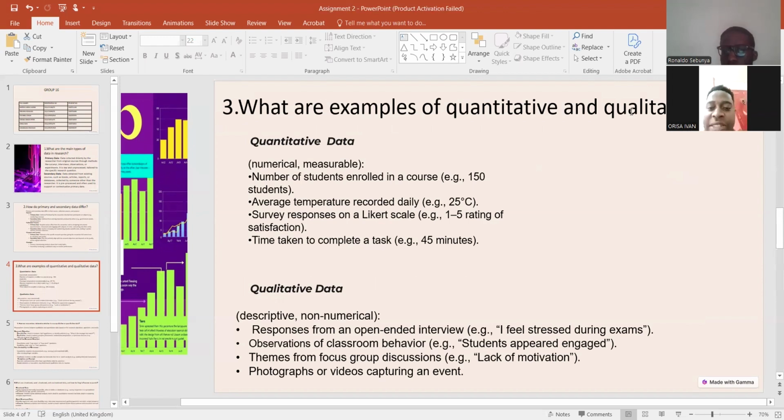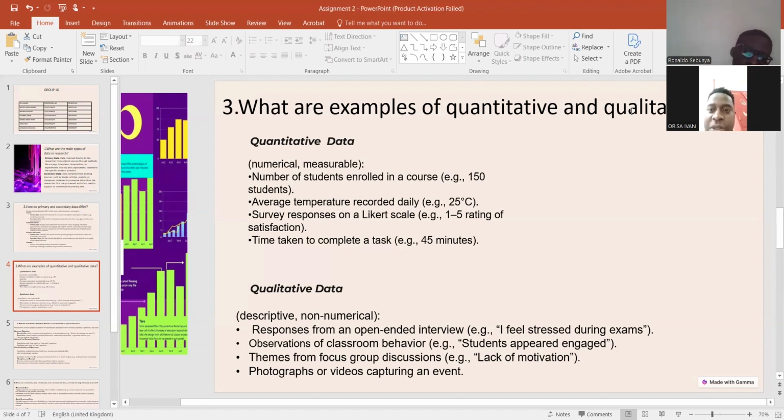Quantitative data, we have the numerical. This is data which is measurable or countable, i.e. the number of students enrolled in a course. Let's say we have 150 students, and we have the average temperature recorded daily, which is 25 degrees Celsius. We have the survey responses on a Likert scale, a 1 to 5 rating of satisfaction. Then we have time taken to complete the task.